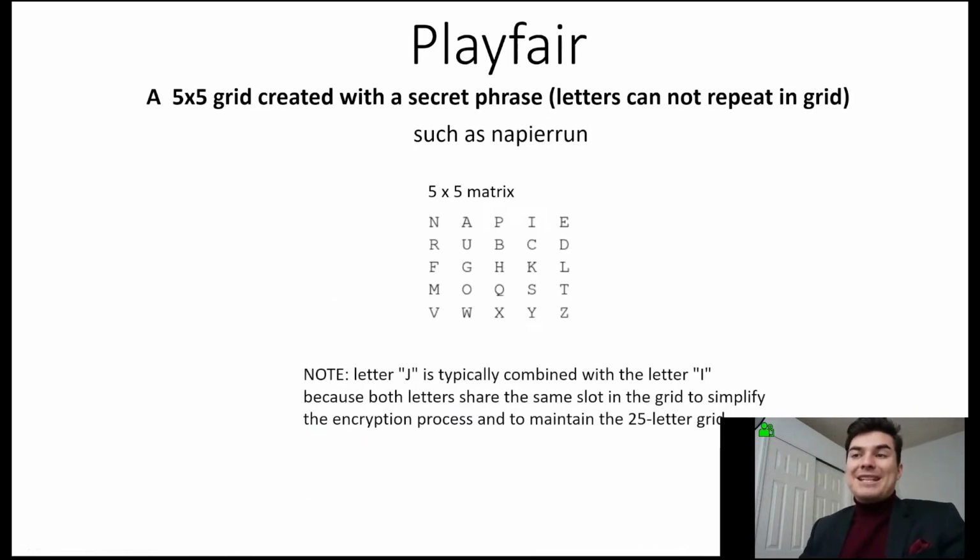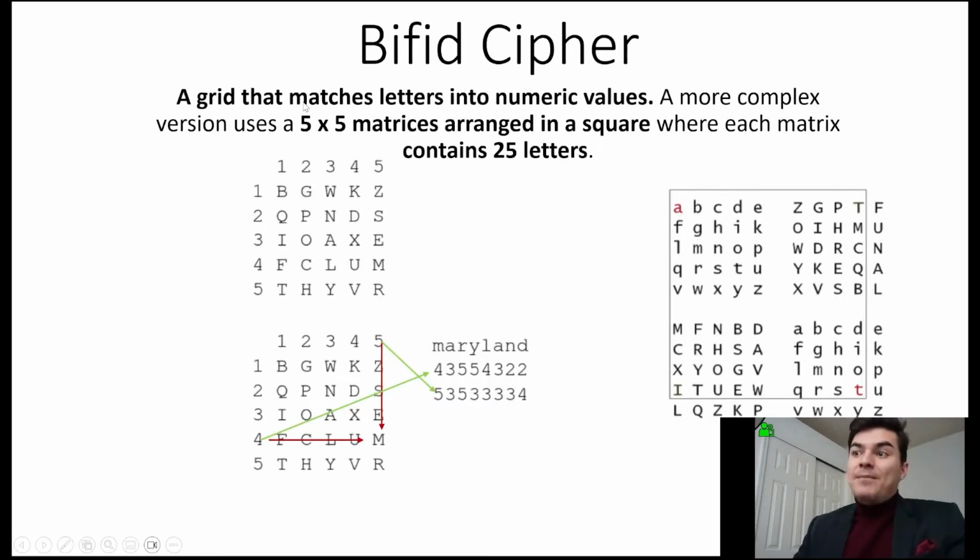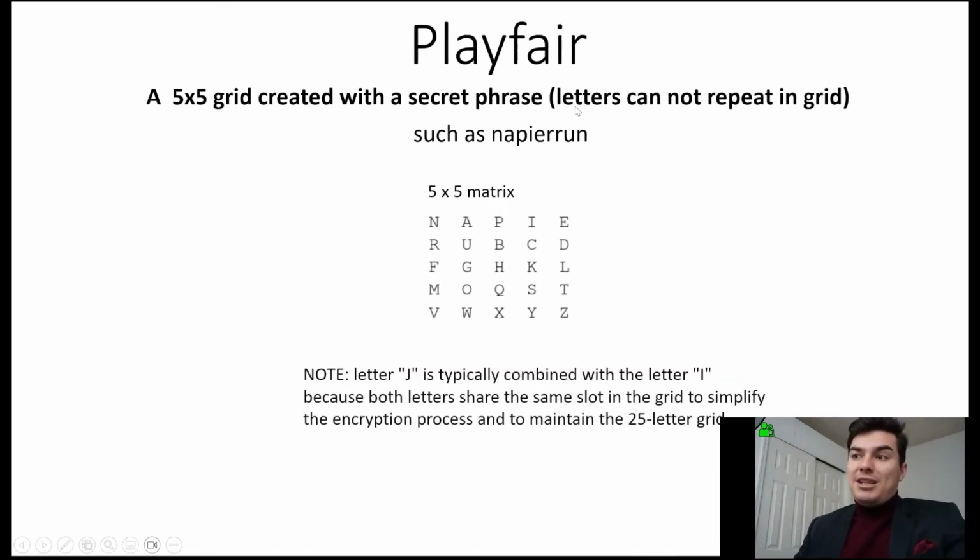For the Playfair, it's a 5 by 5 grid created with a secret phrase, and letters cannot repeat in the grid. And to repeat for the Playfair, this is the important part, it's a 5 by 5 grid created with a secret phrase, and letters cannot repeat in the grid. So the difference between the Playfair and the Bifid is that the Bifid matches letters into numeric values, while the Playfair is using a secret phrase. Now, since it's a 25-cell matrix, J is not included in that matrix, and it's interchangeable with the I.